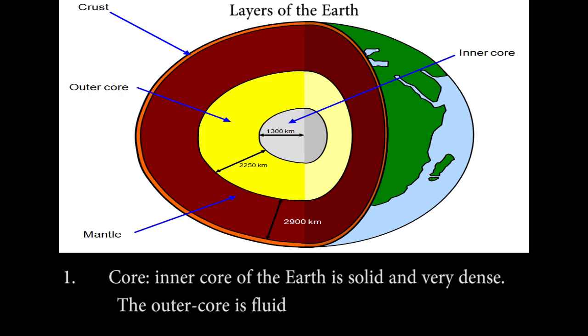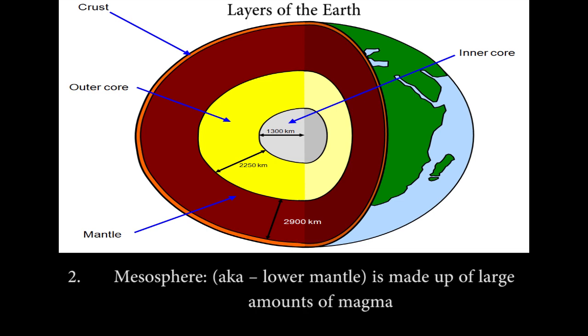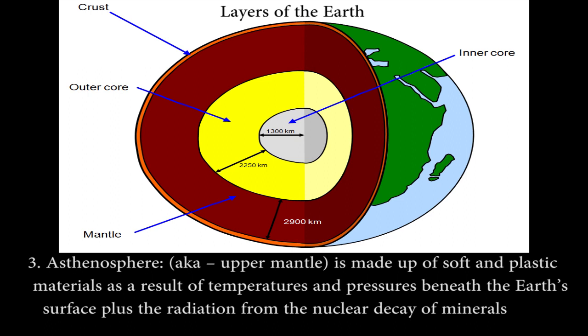Then the mesosphere, also known as the lower mantle. It is made up of large amounts of magma. This is the result of the intense and immense heat from the core. The asthenosphere, also known as the upper mantle, is made up of soft and plastic materials as a result of these immense pressures and very high temperatures.